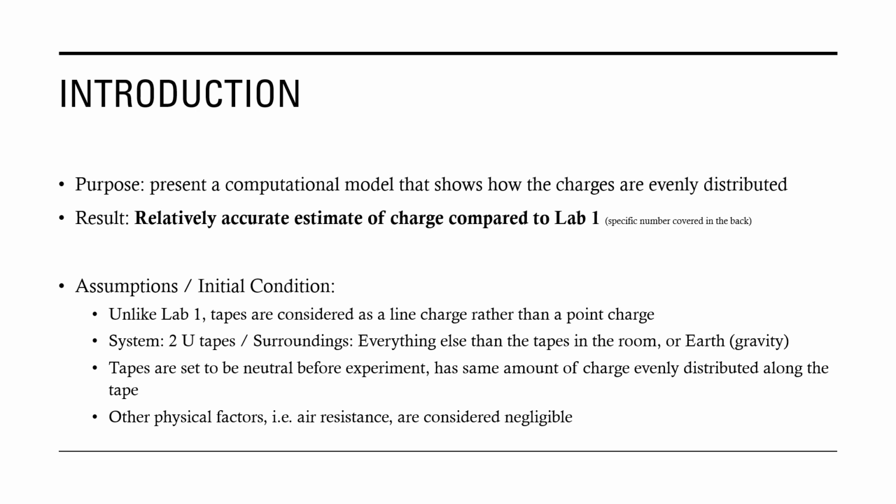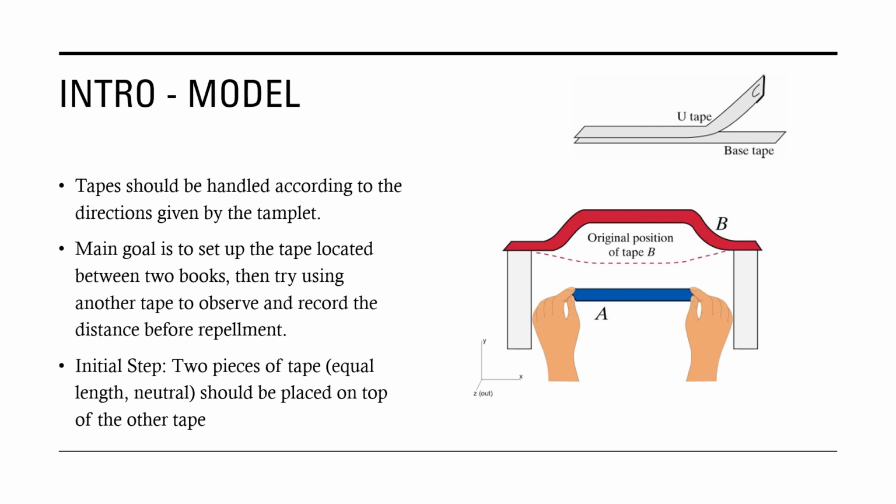Most of the assumptions and initial conditions, also system and surroundings, should be the same, but unlike lab 1, the tape should be considered as a line charge rather than a point charge, and it will be assumed that each tape has the same amount of charge evenly distributed along the tape. Other physical factors will be considered negligible.